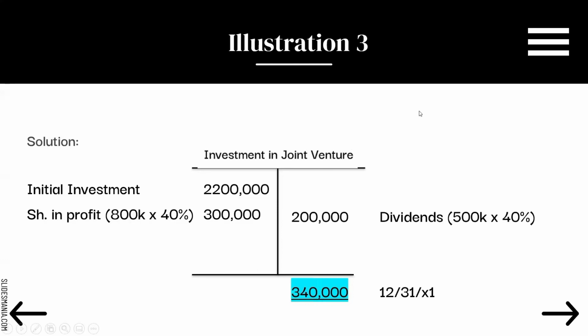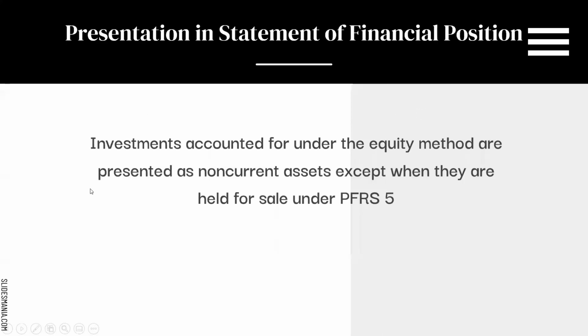So let's go to the next slide. And that is the presentation and statement of financial position. Investments accounted for under the equity method are presented as non-current assets. They are found in non-current assets, except when they are held for sale. Under PFRS 5, that applies when it is to be sold, when it is held for sale.